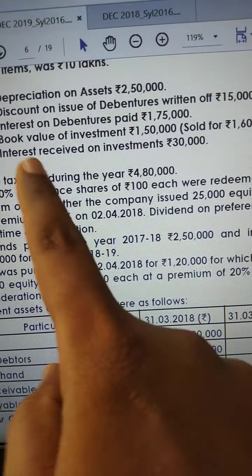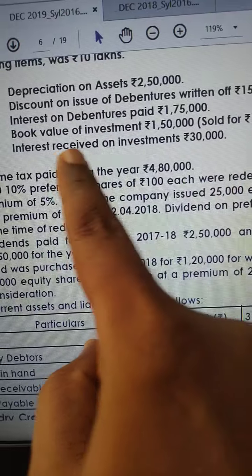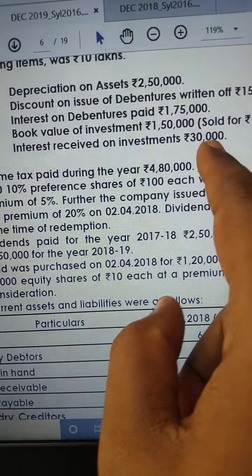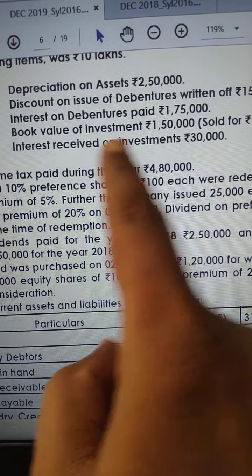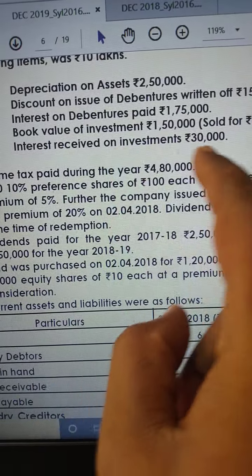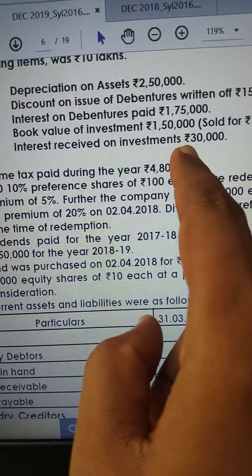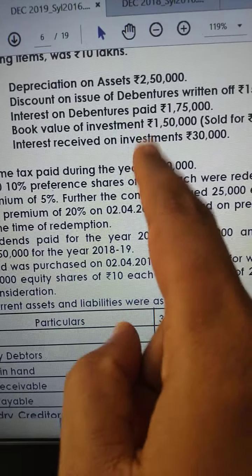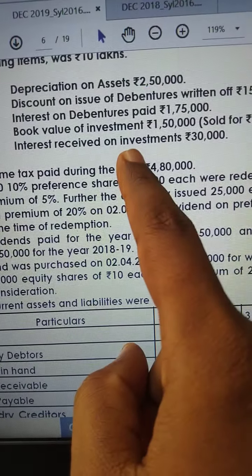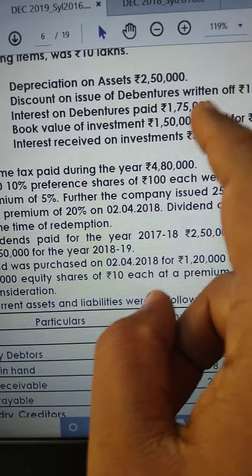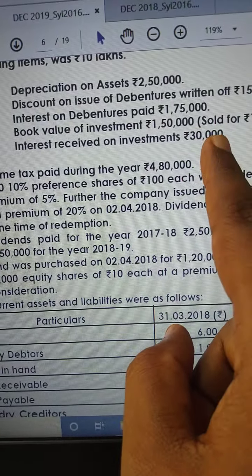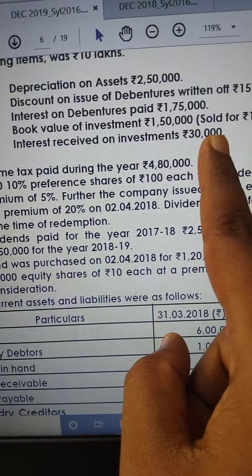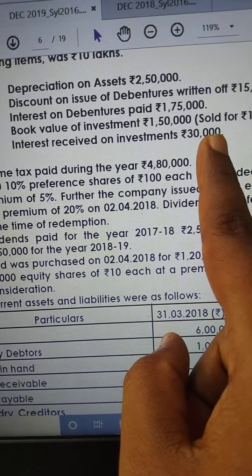We will work out interest received on investment. You got an income credited in the P&L account, 30,000. Whether it is operating or non-operating income, it is non-operating income. When you invest in debentures, you will receive interest. When you invest in some bonds, you will receive interest. So this 30,000 is a non-operating income. We have to give some adjustment for this.